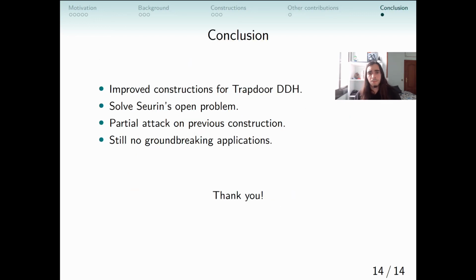So in conclusion, we have some improved constructions for trapdoor DDH, which in particular solve Serre's open problems. We have some partial attack on previous constructions. But regardless of having found a construction that verifies public and prime order and being able to hash into the group, we still have no groundbreaking applications for it.